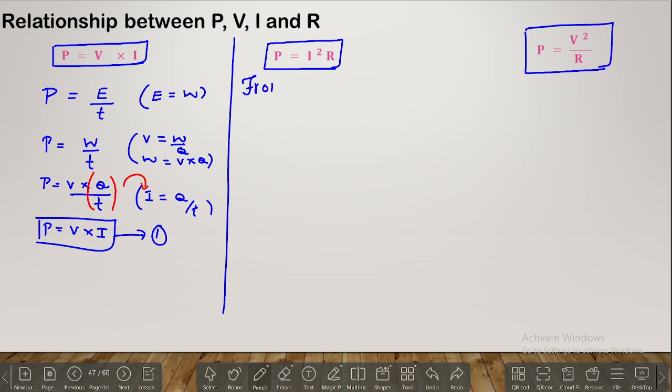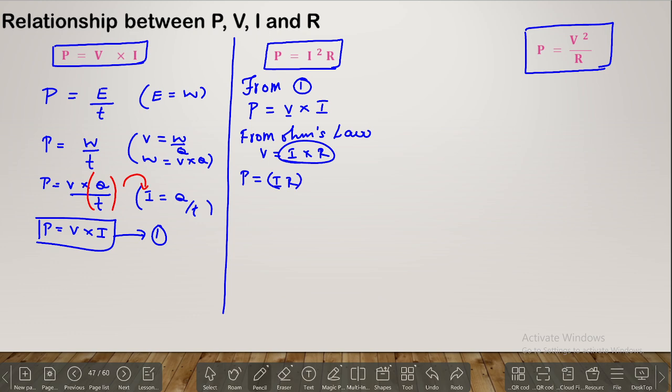So from the first equation, what is the first equation? P is equal to V into I. Again, from Ohm's law, what is the Ohm's law formula? V is equal to I into R. Now, in the place of V, we are going to substitute this IR. So, P is equal to I into R into I. I into I, I square. So, P is equal to I square into R.